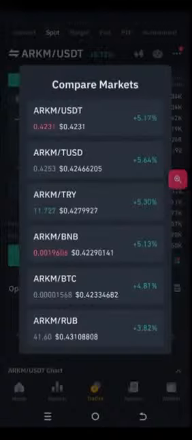Compare market shows you the different markets where each particular coin is listed. And when you ask how to spot markets to trade on, you can look at the different markets. We have TUSD, we have USDT, we have BNB, we have BTC. When you find a difference between them, that is where you choose a market to trade with.